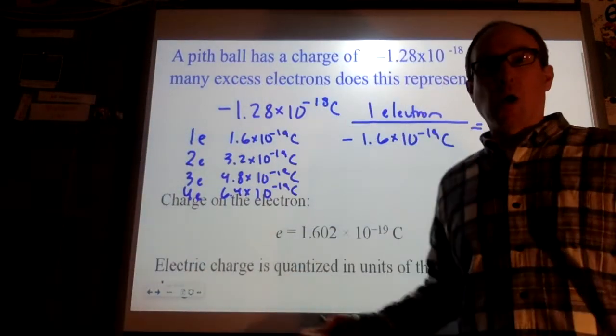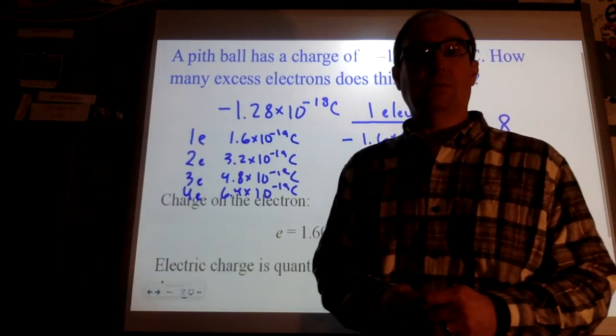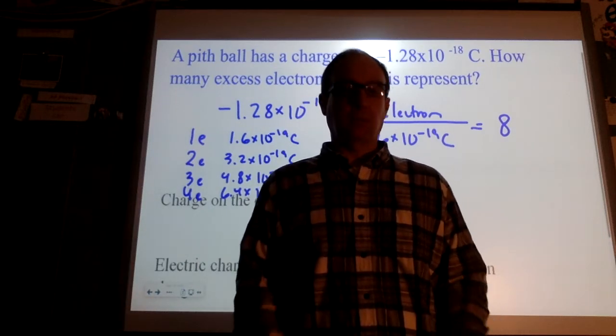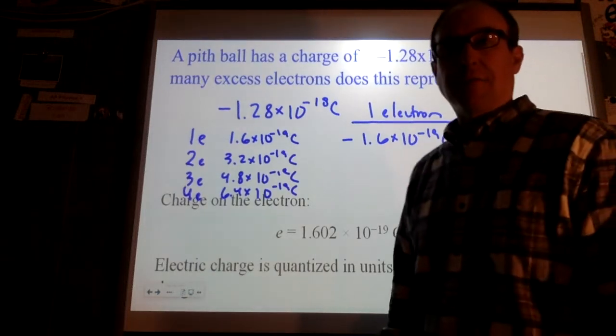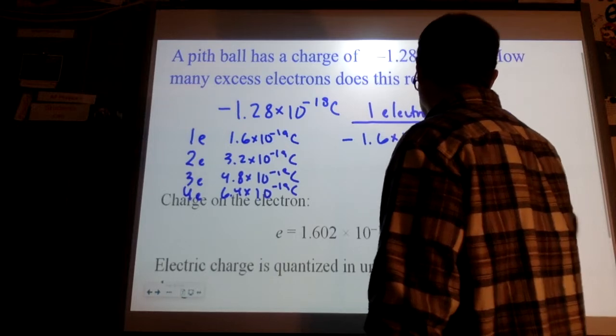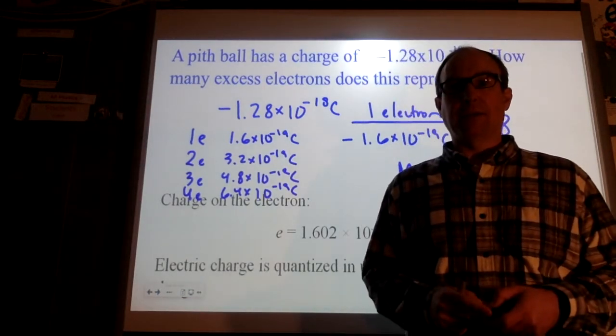So it's all going to go up by increments of this. So 2 times 10 to the negative 19th, impossible. 4 times 10 to the negative 19th, impossible. And this was a big discovery. So Robert Millikan, who won the Nobel Prize in physics.